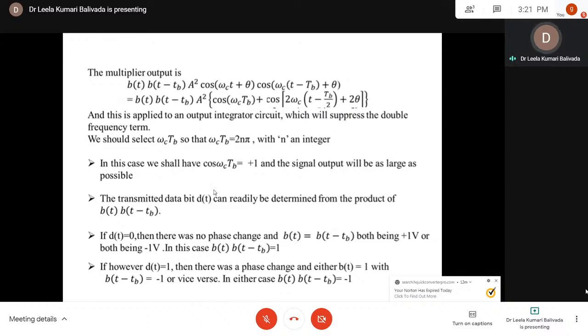Further, with this selection, the bit duration encompasses an integral number of clock cycles, and the integral of the double frequency term is exactly 0. Therefore, the transmitted data bit d of t can readily be determined from the product of B of t and B of (t minus Tb), since A square is a constant. So if d of t, the data input, is equal to 0, then there was no phase change, and hence B of t is equal to B of (t minus Tb).